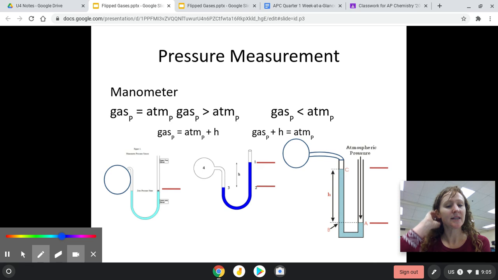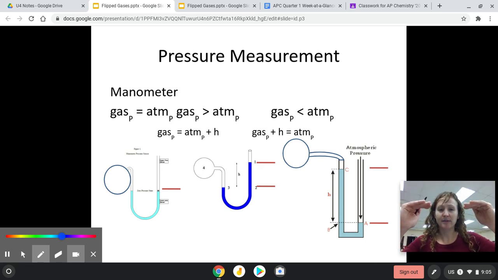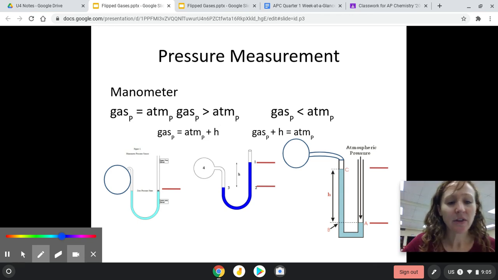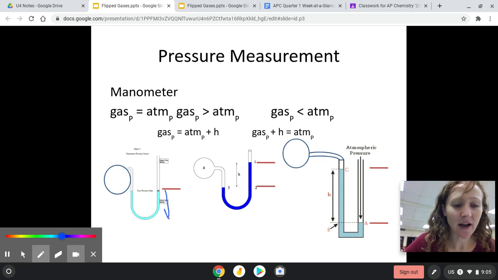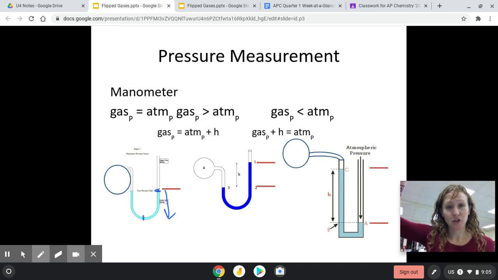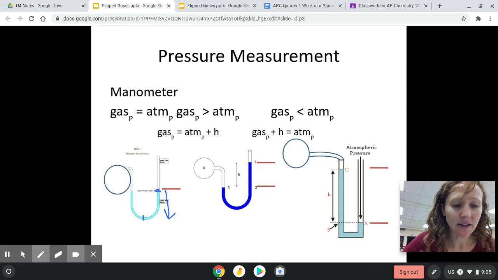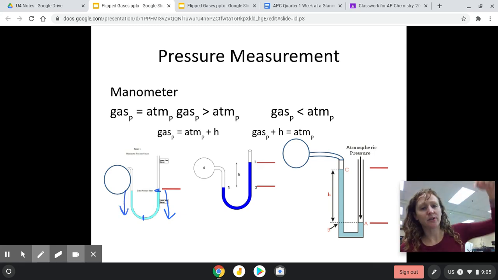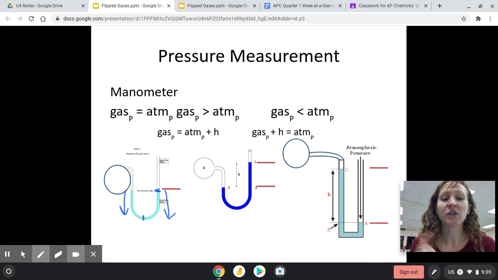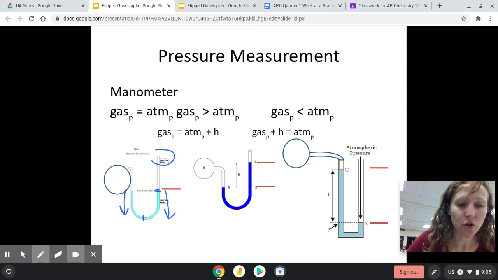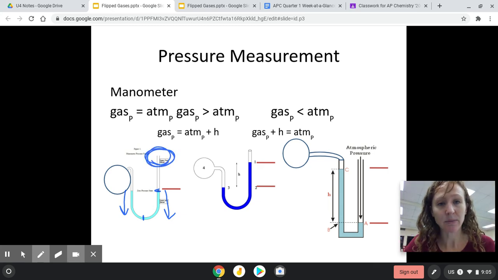Okay, and what you're going to see is there's two columns that are pushing against each other. There is a right column from here down to the bottom, pushing down, being pulled down by gravity. And then there's a left column on this side also being pushed down by gravity. Now, the interesting thing about a manometer is one side of the tube is open to atmospheric pressure.